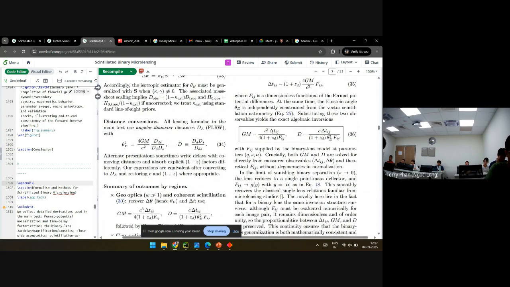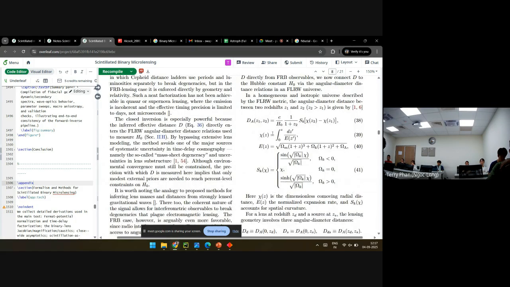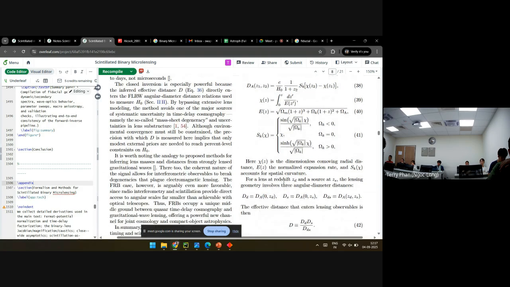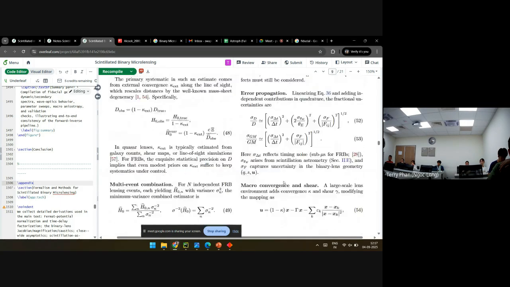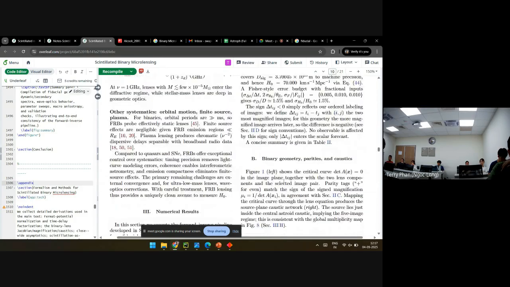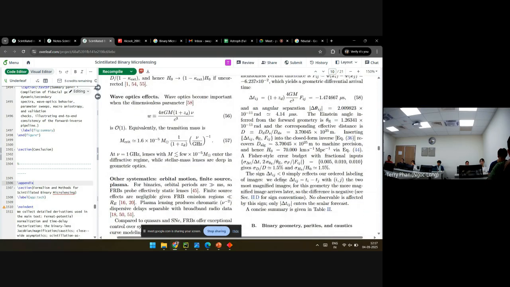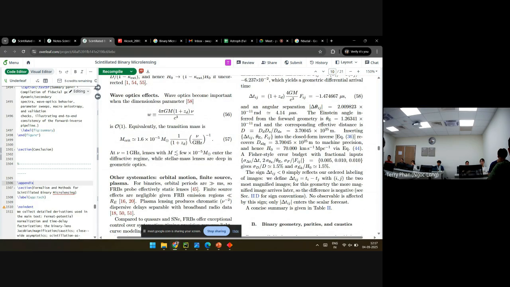This one is equation 36. The combination of the capital M mass, which is the sum of M1 and M2, and capital D, which is Ds by Dds Dd by Ds. Following both, we'll calculate the Hubble constant using this function. In this, we are getting around 70, with an error percentage of 1.5. Error is 1.5? Yes, sir, 1.5. That's very good.